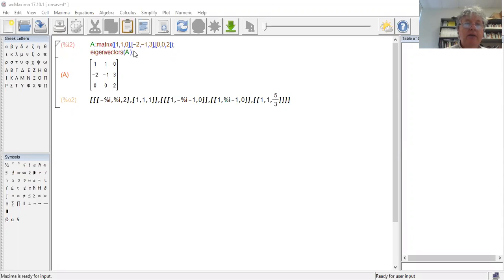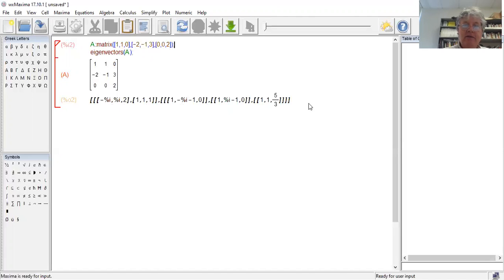And then the next command, so that defines A, and then the next command is eigenvectors of A, and that computes the eigenvalues and eigenvectors of the matrix. So here I've already evaluated the cells, and so here is 1, 1, 0, minus 2, minus 1, 3, 0, 0, 2, just as we've defined them up here.